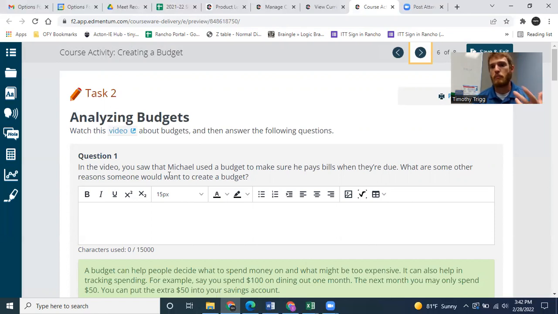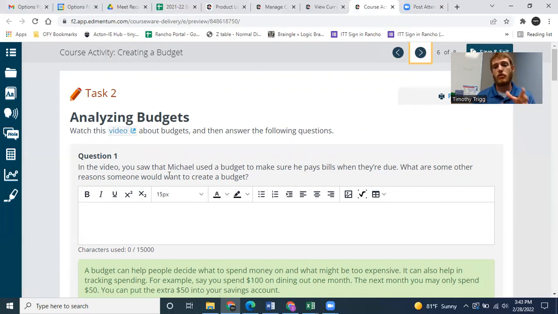A budget helps you save money. It helps you get an idea of where your money is going. Like if you're spending a lot of your money on Starbucks, then maybe you should consider diverting some of that money into savings or into necessary things. Now, it's okay to get Starbucks as much as you want, as long as you aren't spending more than you're making. So that's a key thing.